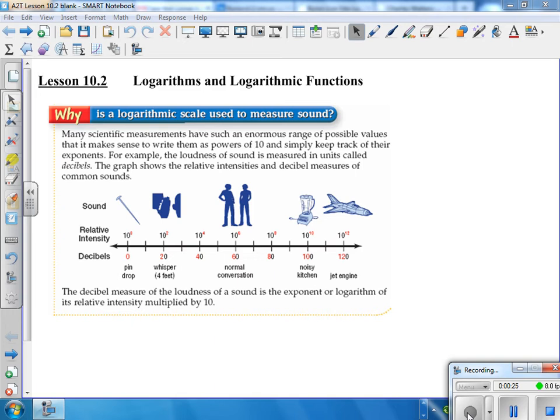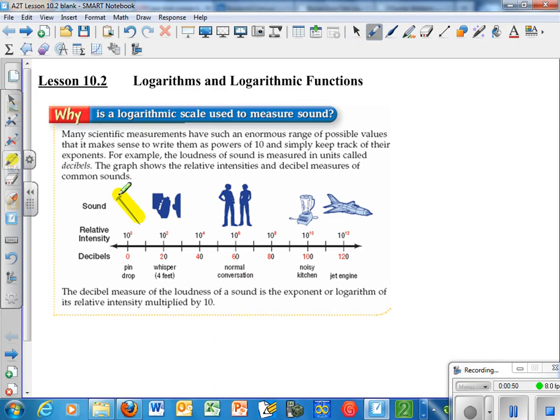Many scientific measurements have such an enormous range of possible values that it makes sense to write them as powers of 10 and simply keep track of their exponents. For example, the loudness of sound is measured in units called decibels. You've probably heard that. The graph shows the relative intensities in decibel measures of common sounds. So for example, a pin dropping, the relative intensity is 10 to the 0 power. The decibels are 0, so it's the exponent on the relative intensity.